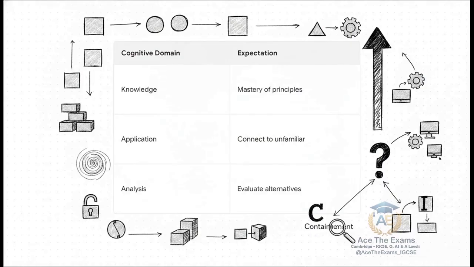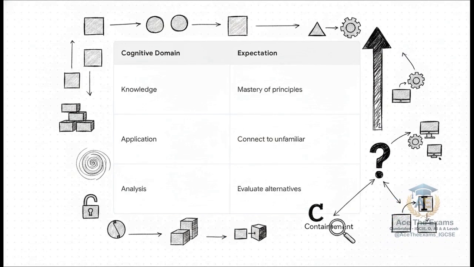Now, what's really interesting here is how this maps out exactly what examiners are looking for across different cognitive domains. Knowledge and understanding, that's just your baseline. It's the bare minimum. Application is where you start connecting concepts to those unfamiliar contexts we discussed. But analysis, that is the absolute peak. This is where you are actively evaluating alternatives. Why use containment instead of inheritance in this specific database?